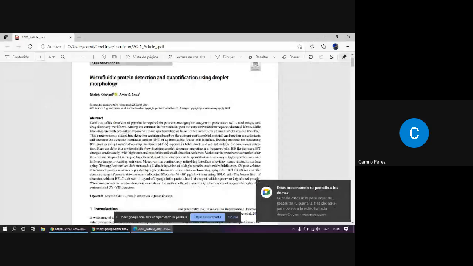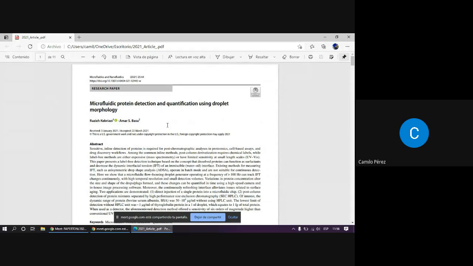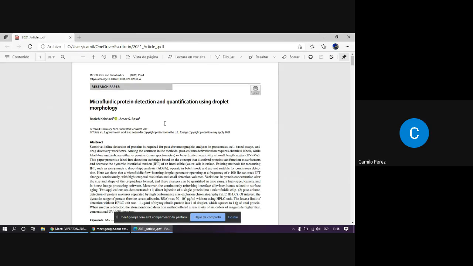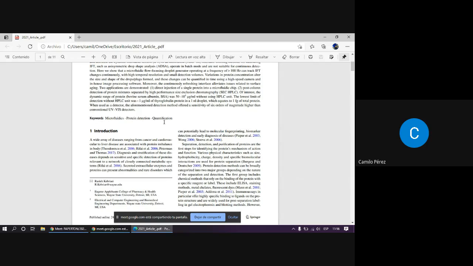Okay, everybody. In this case, I am talking about microfluidic protein detection and quantification using droplet morphology. For me, it's very interesting because it's a new method of classification of proteins. But you know, the protein is very important for study, and other genomic expressions or different studies.